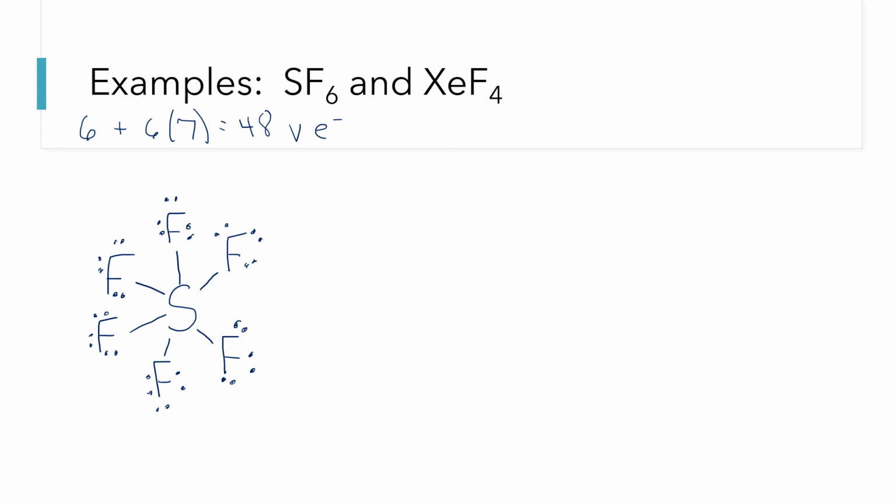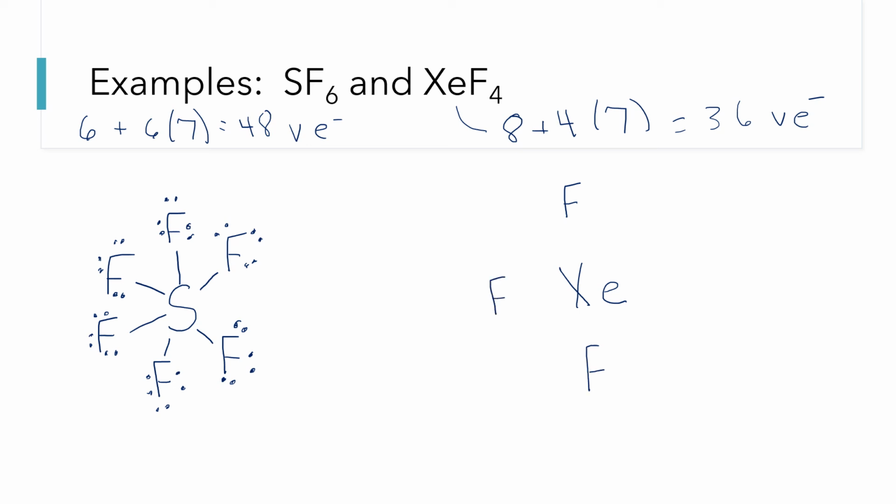Now for xenon tetrafluoride, since xenon is a noble gas, it's going to have 8 valence electrons, and there are 4 fluorines, which each bring 7 valence electrons. 7 times 4 is 28, plus another 8 gives us 36 valence electrons to work with. Xenon will be our central atom because we have 1 of them, and then there are 4 of the fluorines. So I'll just draw the 4 fluorines, up, down, left, and right.